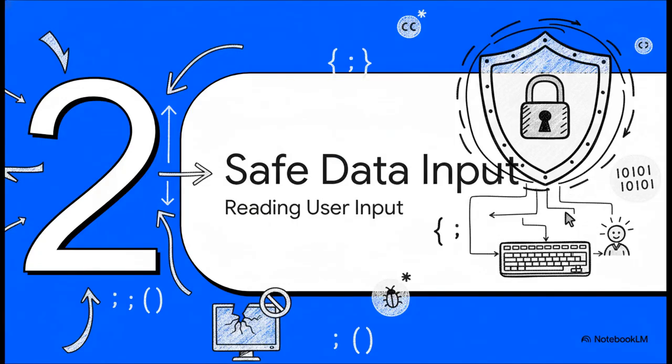Okay, let's move on to our next section, safe data input. You know, getting input from a user is something you're going to do all the time. But in C, this is also where things can go wrong, like really wrong. It's where a lot of programs break or open up security holes. So let's see how to read user input without blowing everything up.